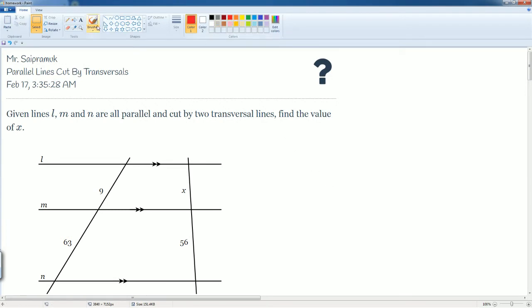So I'm going to color code this so we can set up our proportion. So this is going to be my left side ratio. And then the blue, which is going to be my right side ratio.